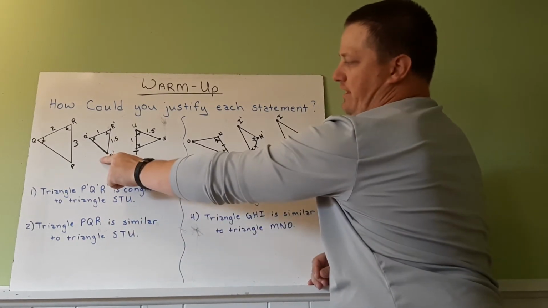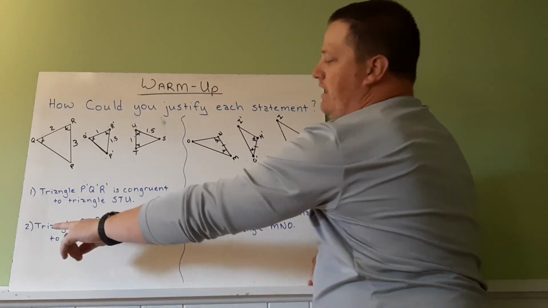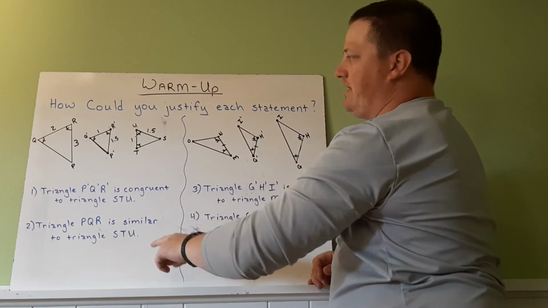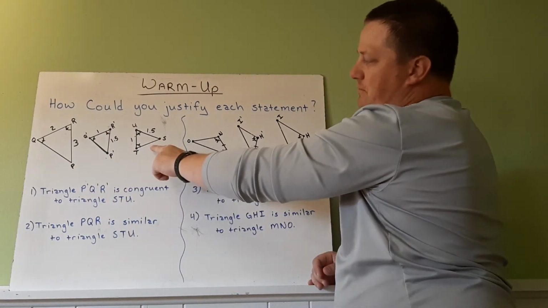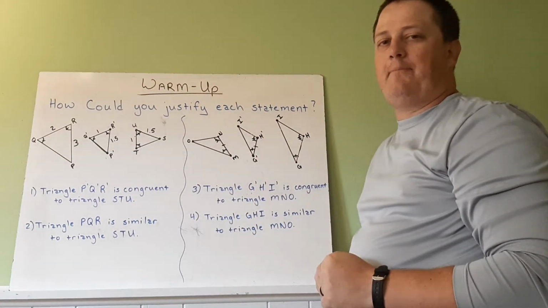So this triangle here is congruent to that one. Justify it in some way. Triangle PQR is similar to triangle STU. So PQR here, this one on the left, is similar to this one on the right. Please come up with a way to justify that.